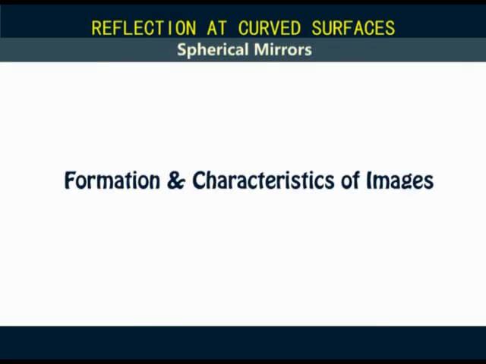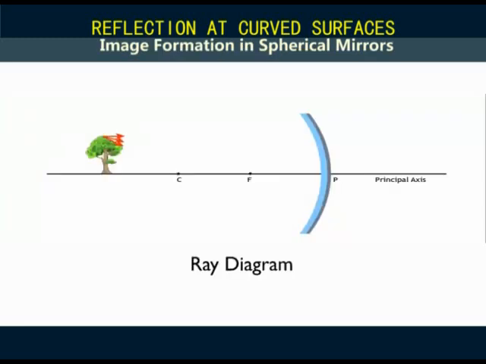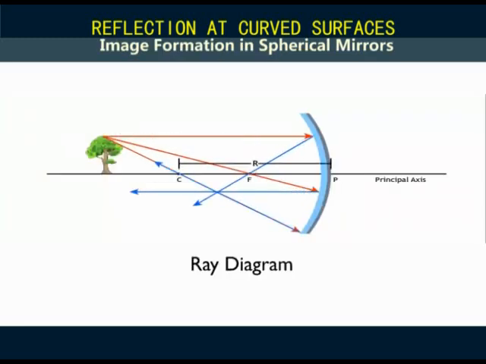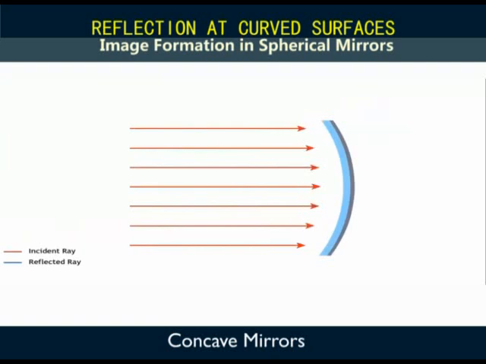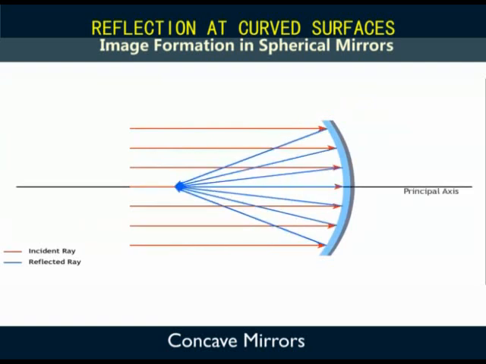Now let's talk about the formation and characteristics of images on curved mirrors. Now, ray diagrams can be used to explain how images are formed by spherical mirrors and their characteristics. We start with concave mirrors. When a beam of light parallel to the principal axis is incident on the reflecting surface of a concave mirror, its rays all converge at a point on the principal axis. This is usually the principal focus of the mirror.